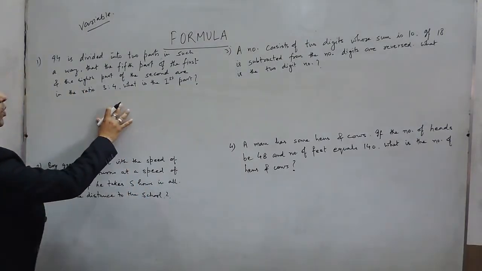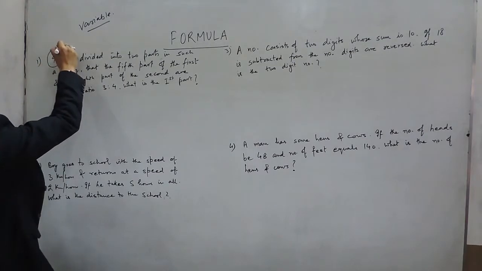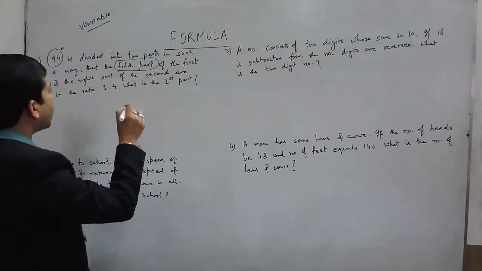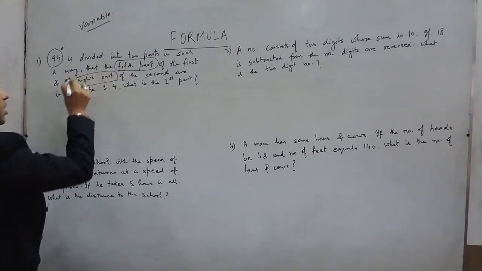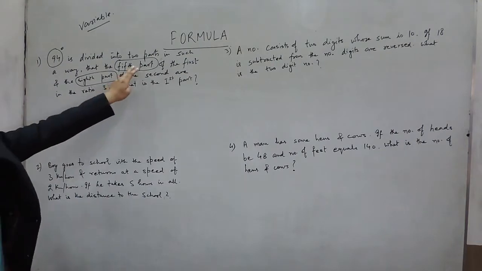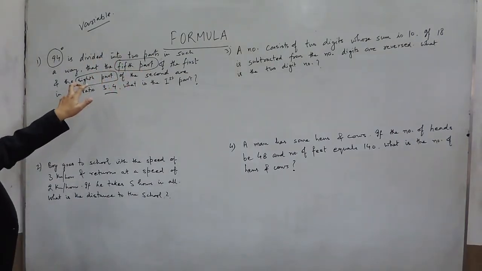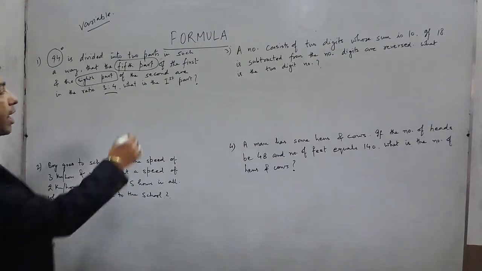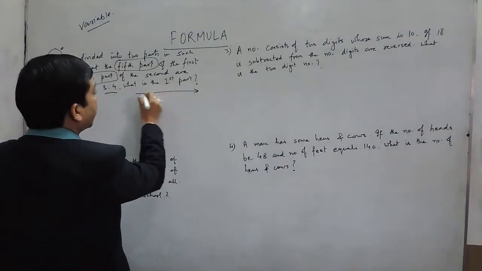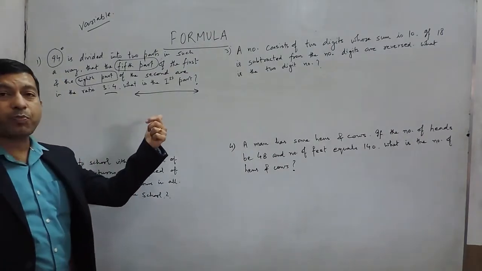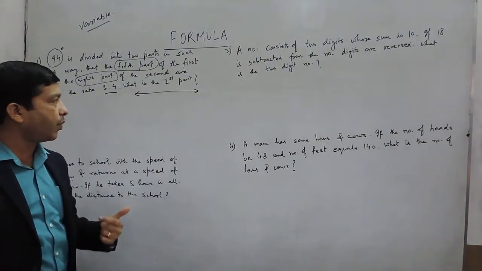For example, in the first question, 94 is a constant number, fifth part is a constant number, eighth part is a constant number, 3:4 is a constant number, because fifth part means 1 upon 5, eighth part means 1 upon 8, and 3 and 4 are two numbers only. And what is the first part? Now the question is, what is the first part? Now when we are saying the first part, that is what we have to evaluate.